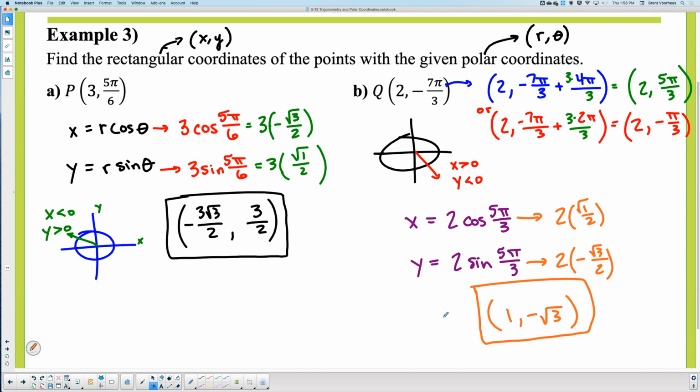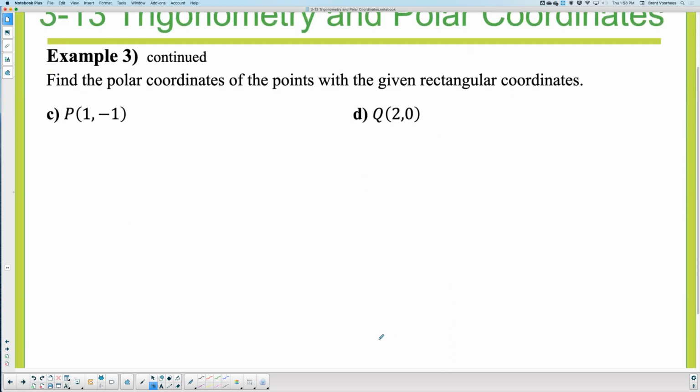Okay. Let's take a look at now going the opposite way. So part C and D, this time it says find the polar coordinates of the points given the rectangular coordinates. So what am I being given this time? I'm given the x and y, and we're looking for r and theta. Okay, so the formulas, the Pythagorean theorem is x squared plus y squared equals r squared. So to get r isolated, what would you do to both sides? Because right now it's not isolated. Yes, you would take the square root.